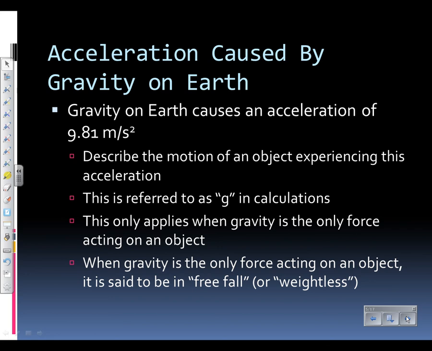If gravity is the only force acting on that object, we say that that object is in free fall, or we say that that object is weightless. So, going back to relating this to problem solving, when we see it says that object is in free fall, that gives us another piece of information that we can work with to solve some problems dealing with objects under constant acceleration. That's what we'll get into more next week.